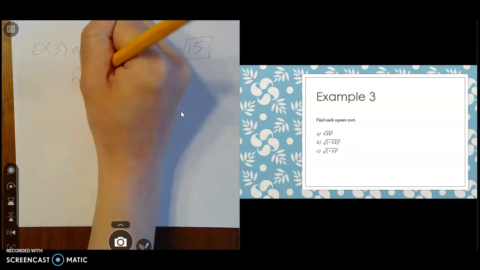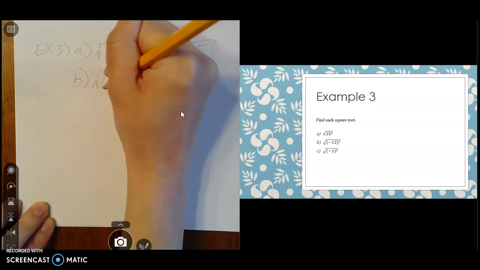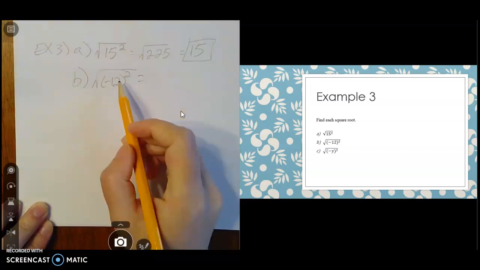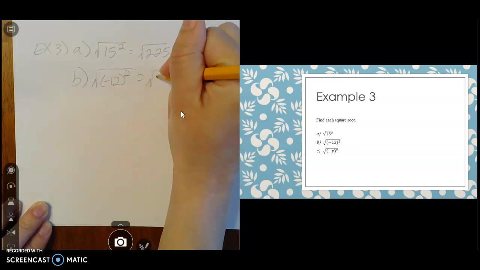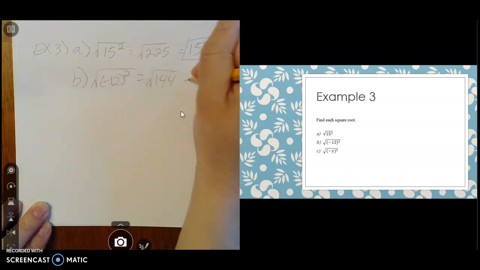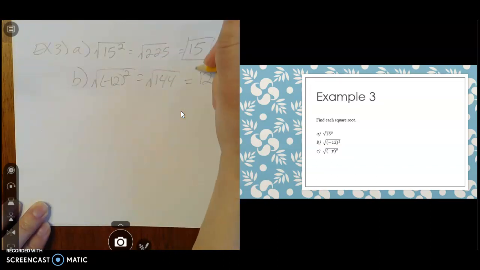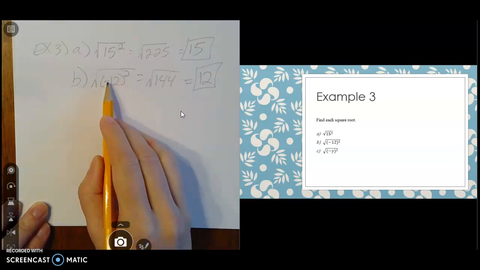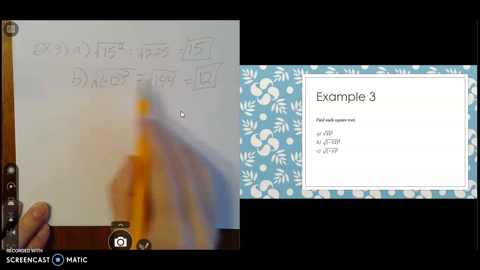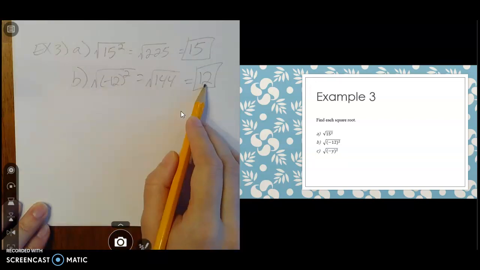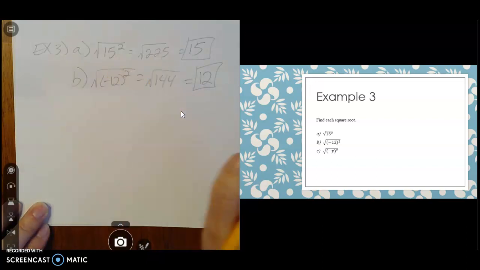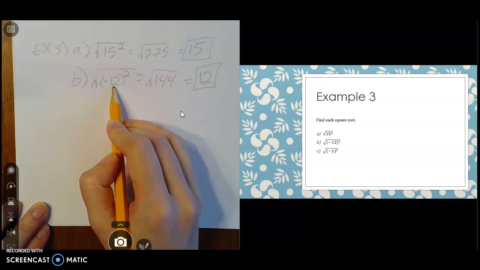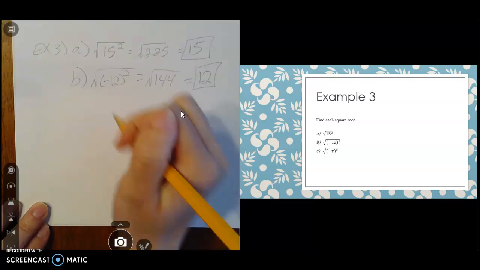So in B, where we have the square root of negative 12 squared, what's going to happen is you're going to square the negative 12 first, which would give you a positive 144, and then you'll take the square root of that to get a positive 12. And so you'll notice these kind of undo each other, except that you don't get the negative 12 back, you get the positive 12 back. So really what's happening is these undo each other, but you end up with the absolute value of whatever is underneath that square root inside of the squaring.